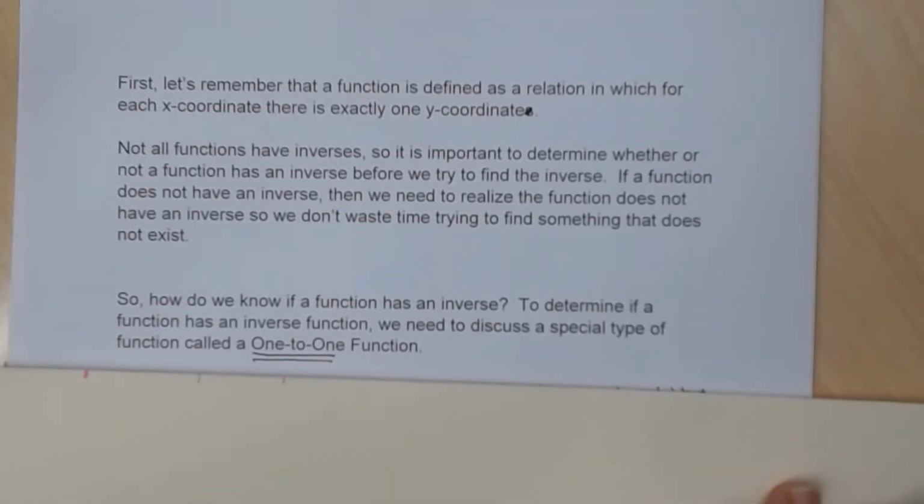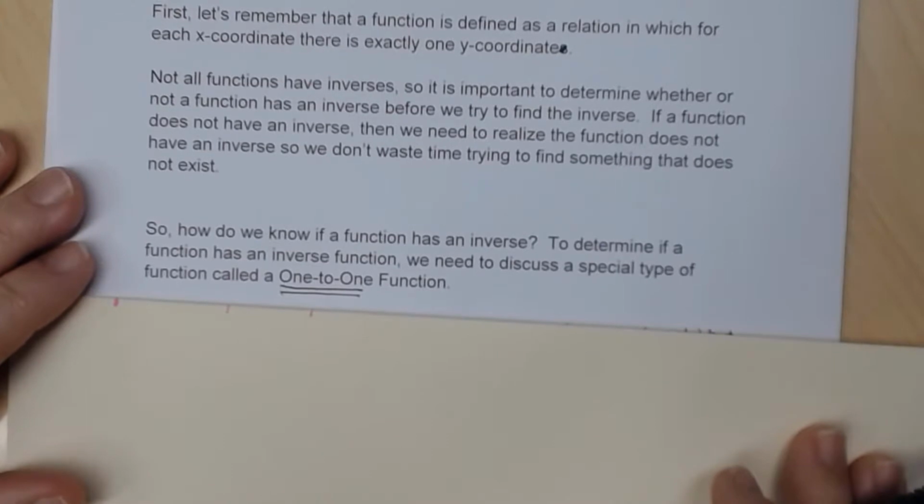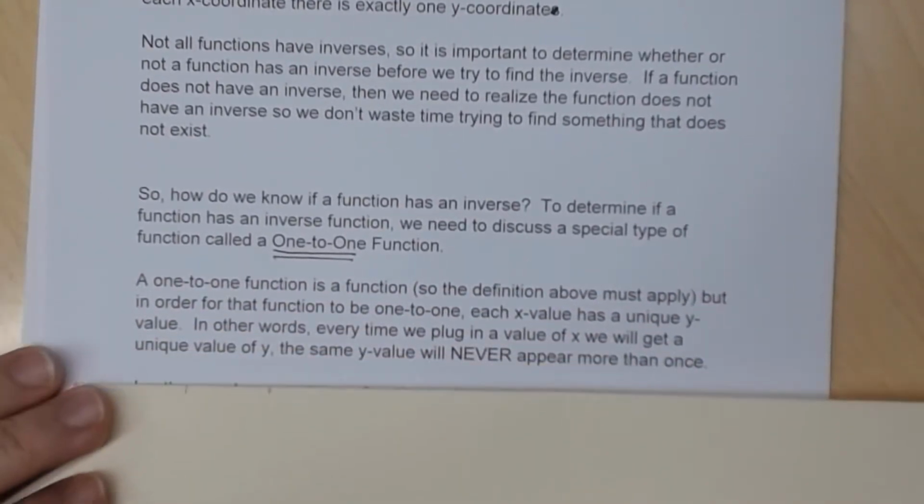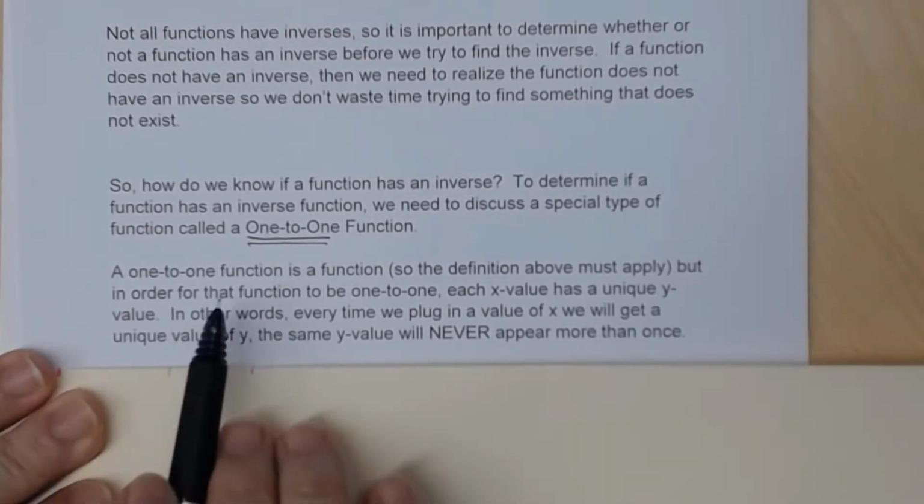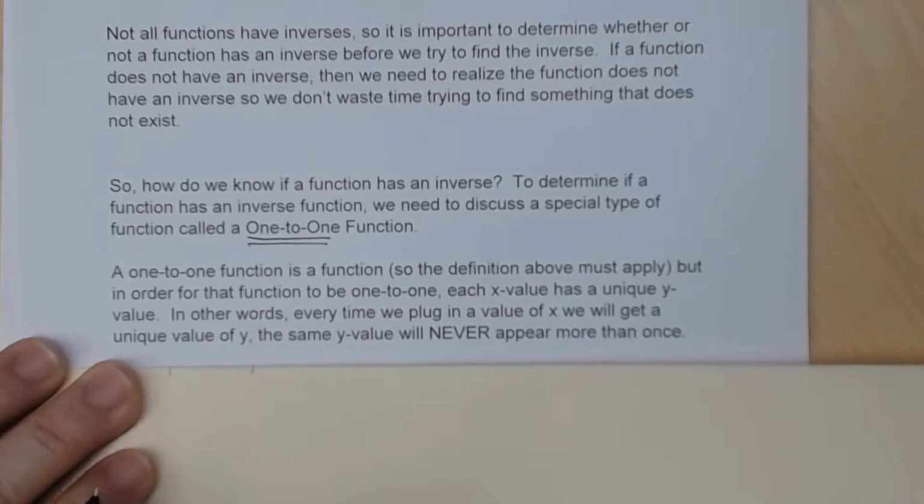So we know what a function is. We know the definition of function. For each x value, there's got to be one y value. Now let's discuss what it means for a function to be one-to-one. If a function is one-to-one, then it has an inverse. All right, so here we go. A one-to-one function is defined as this. A one-to-one function is a function. So first of all, it has to be a function.